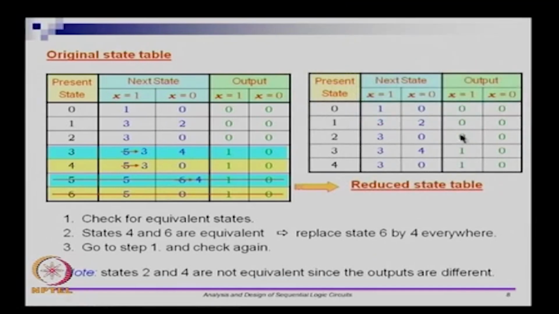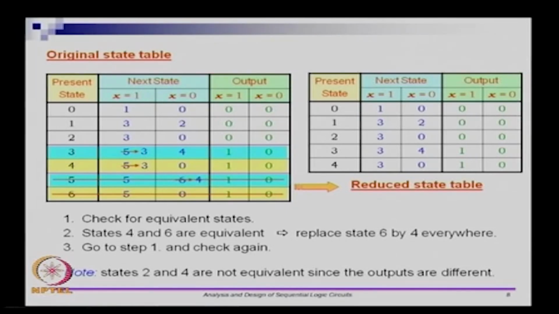So I can now draw a simpler state table. This is called the reduced state table. So wherever I see a 5 I will put a 3, wherever I see a 6 I will put a 4, and I get rid of the rows 5 and 6. So that gives me this state. In this example I have 5 states. So this 5 states means you still use 3 flip flops, but the logic probably reduces.